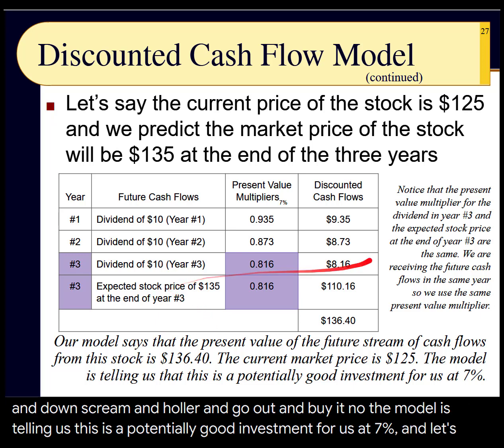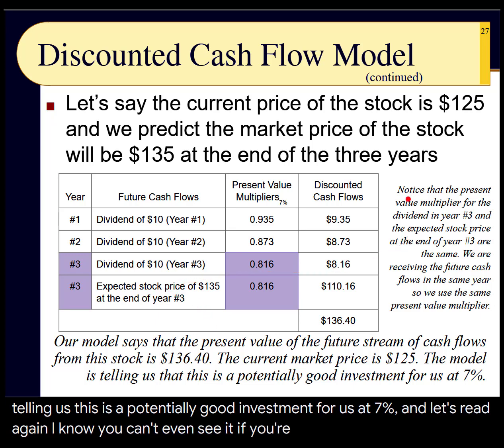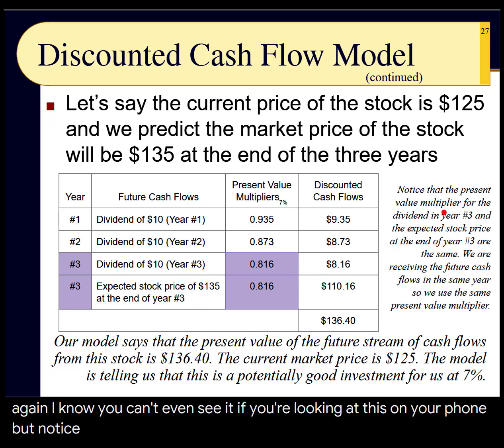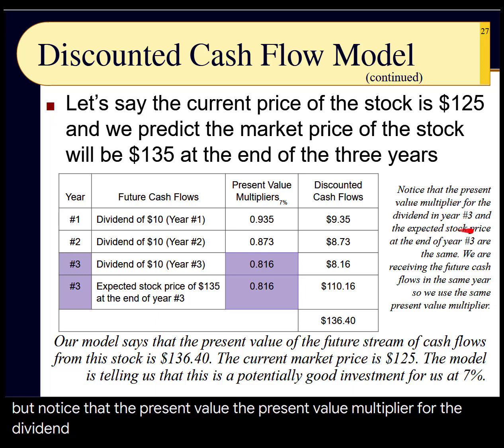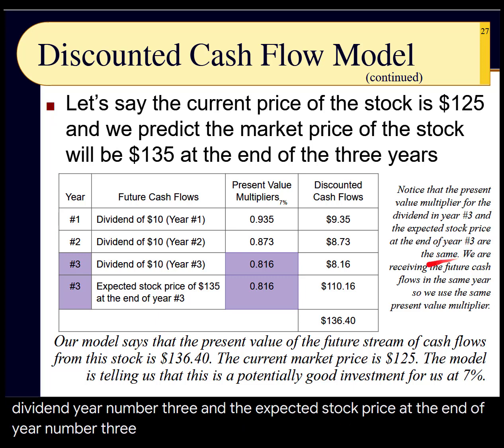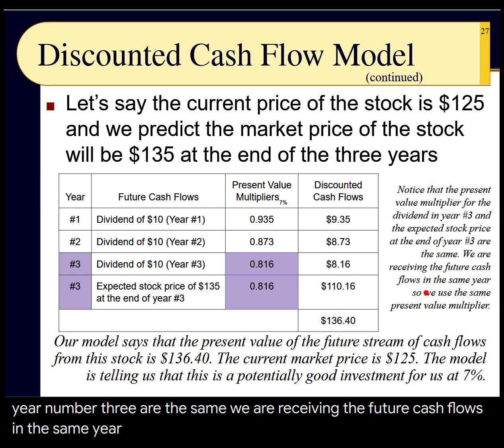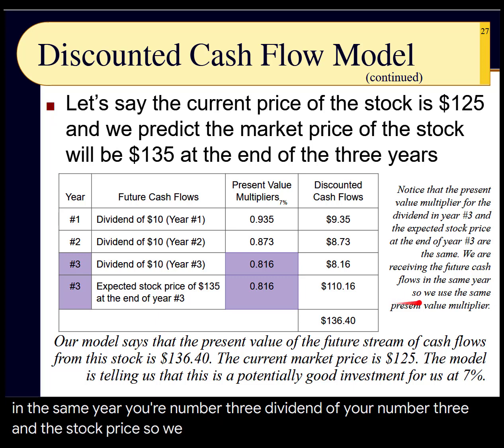And let's read again. I know you can't even see it if you're looking at this on your phone, but notice that the present value multiplier for the dividend in year number 3 and the expected stock price at the end of year number 3 are the same. We are receiving the future cash flows in the same year number 3, dividend in year number 3, and the stock price. So we use the same present value multiplier. Okay, so don't let that one trip you up.